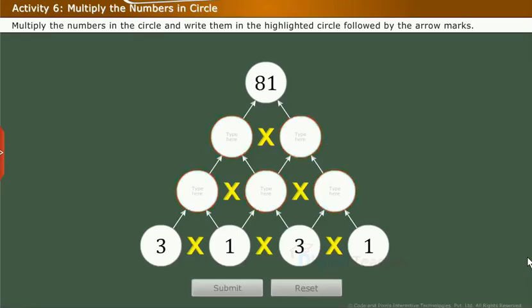Here we take another activity on multiplying the numbers in circles. Multiply the numbers in the circle and write them in the highlighted circle followed by the arrow marks.